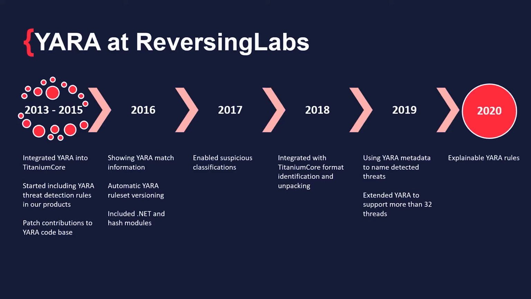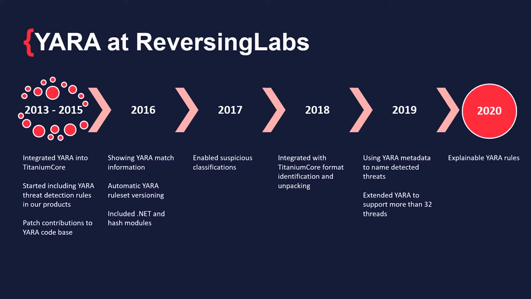In 2017, something really interesting happened with our line of thinking. As I said, up until this point, we were mostly focused on threat detection, right? You would write rules to detect threats. And usually those would result in malicious classification. Whatever you would detect, if you choose to do that, you would say, well, this file is malicious.